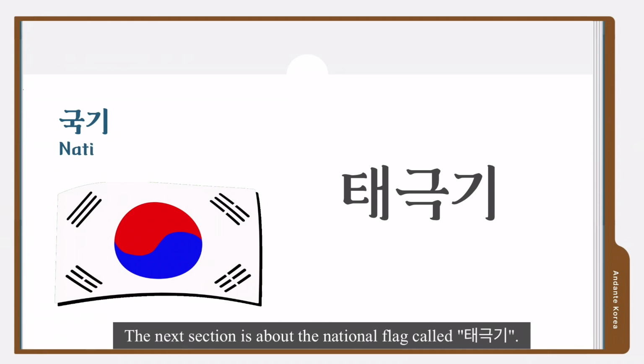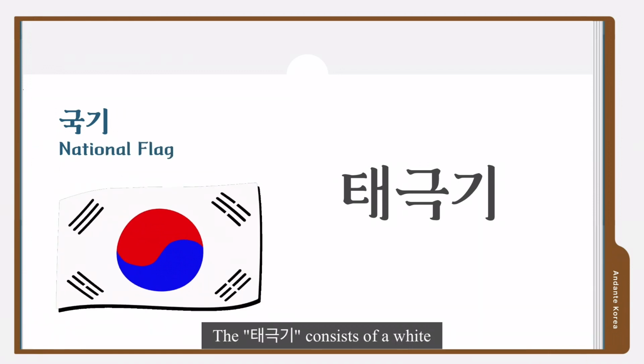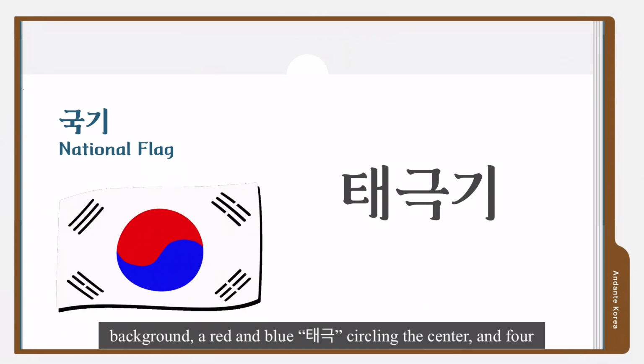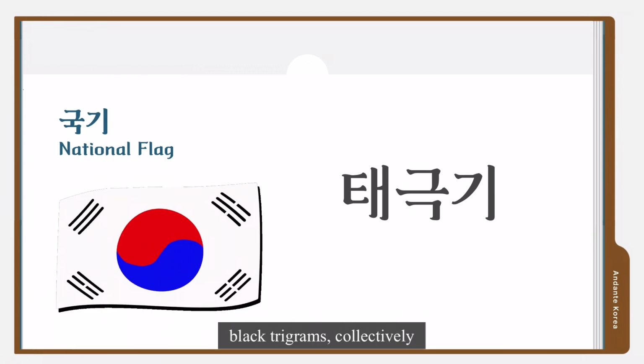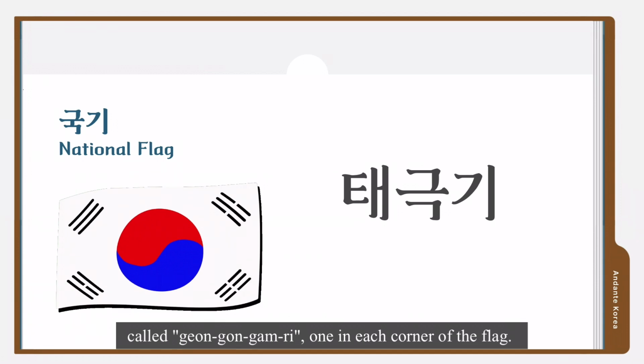The next section is about the national flag called Taegeukgi. The Taegeukgi consists of a white background, a red and blue taegeuk circle in the center, and 4 black trigrams, collectively called 건곤감리, one in each corner of the flag.